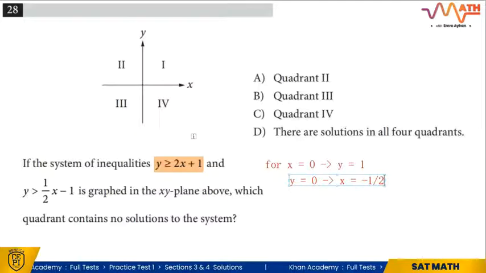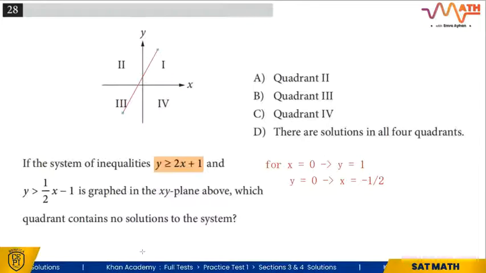And let's try to roughly graph this one. When x is 0, y is 1. Let's say it's here. And x is negative 1 over 2. So this first one will be something like this. Here y value is 1, x is negative 1 over 2, right? Yes, this is the first one, let's say.